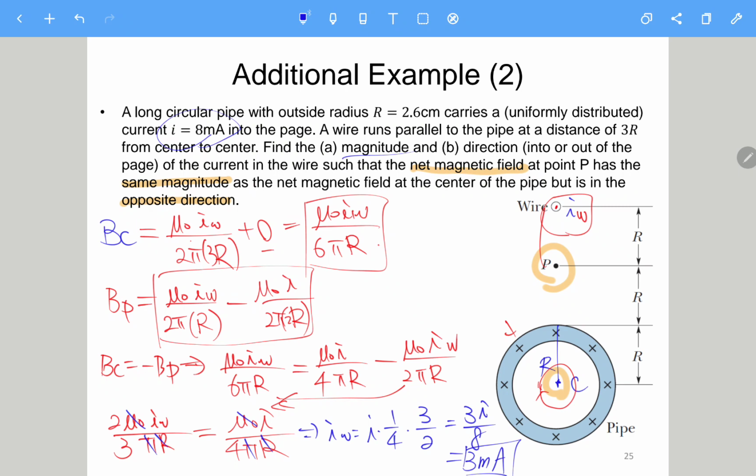Actually, if we write it like this, this is pointing into the page. So for part B, IW is pointing into the page. You can try to verify it at home if you have interest.